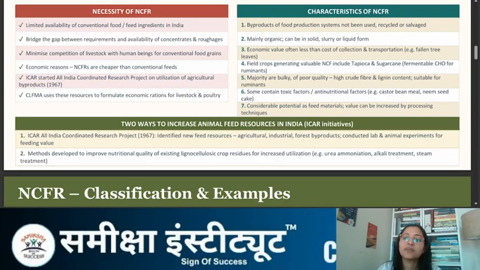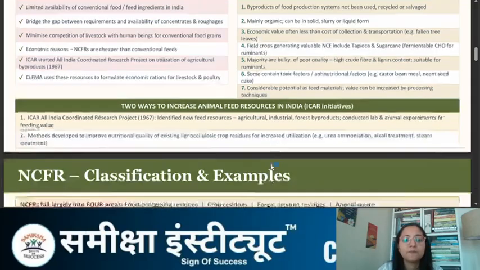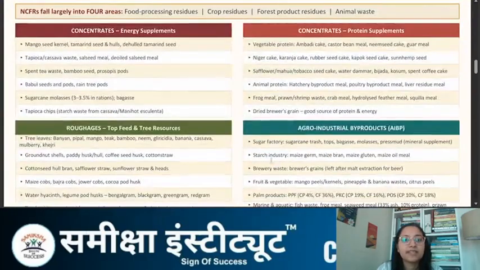Okay, from 46% to 60-70% the digestibility is improved. The content of the crude protein is negligible in the wheat straw, but it is improved after urea addition. Then alkali treatment, steam treatment, etc. Then the classification and basic examples. So these fall into the category of food processing residues, then crop residues, forest product residues, and sometimes the animal waste.